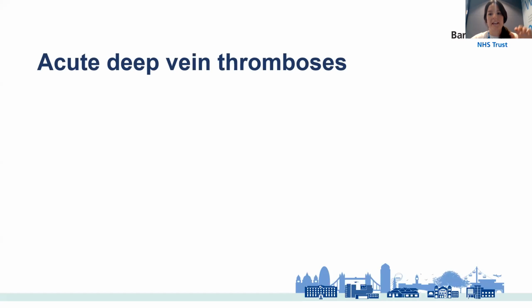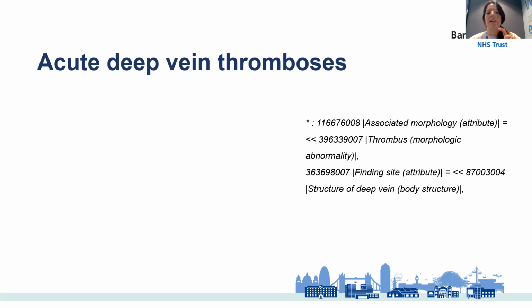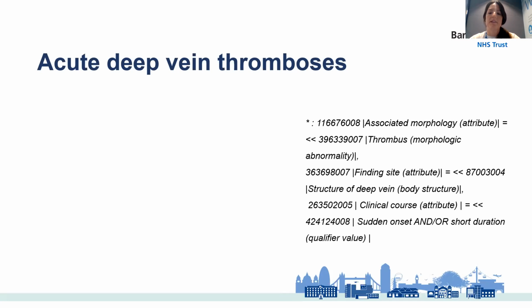So then we can take the relationships from thrombosis and filter them to fit this new use case. Here we're saying we're interested in anything that has the associated morphology of a thrombus as a starting point. And then we might want to refine it and say, also it needs to have a finding site of the structure of a deep vein or any child term of that. And then finally, we would say, also we want the clinical course to be sudden onset or short duration because it's acute DVT we're interested in.